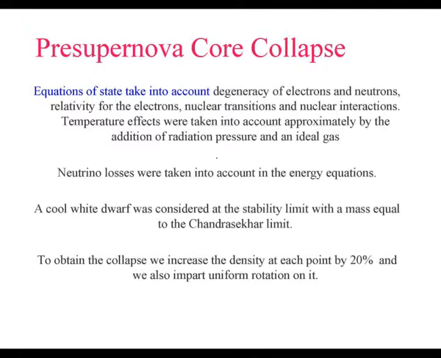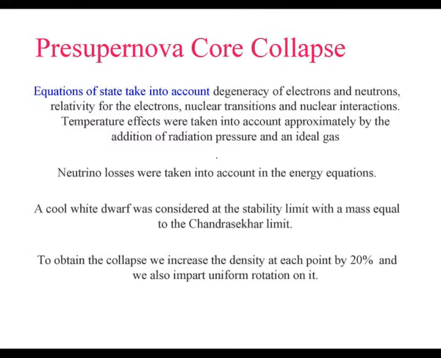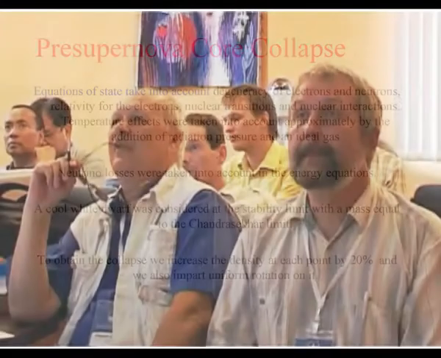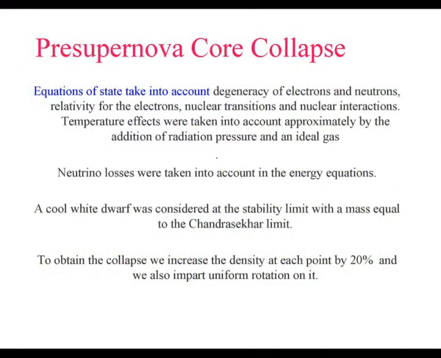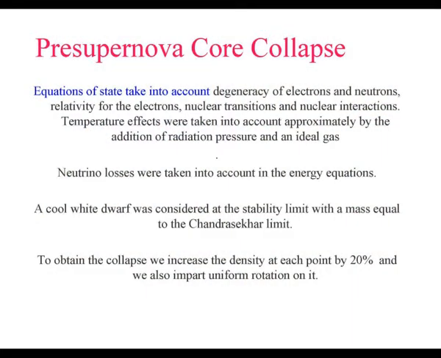And as for the equation of state, we use an equation which takes into account these processes: degeneracy of electrons and neutrons, relativity of electrons, nuclear transitions, nuclear interactions. Temperature effects, of course, were taken into account, and all these things were taken into account in a very simple manner, in an approximational formula. As for neutrinos, we also include them in consideration, but in a very simple way, just a source term in the energy equation, because the details of neutrino processes are very complicated for the simulations but are not so important for the magneto-rotation mechanism. For the magneto-rotation mechanism, the only thing which is important is the energy balance, or the amount of energy losses.